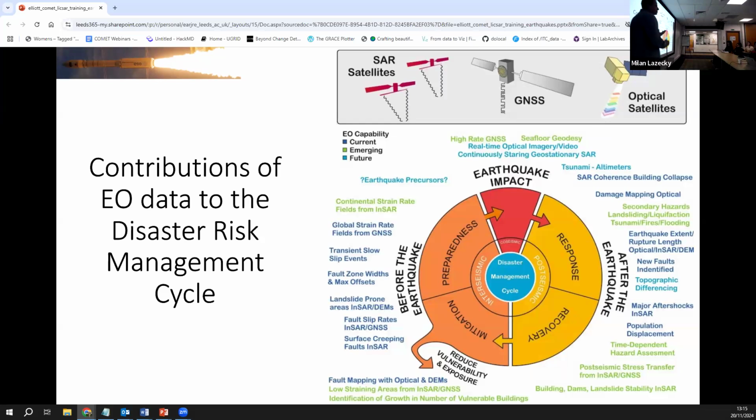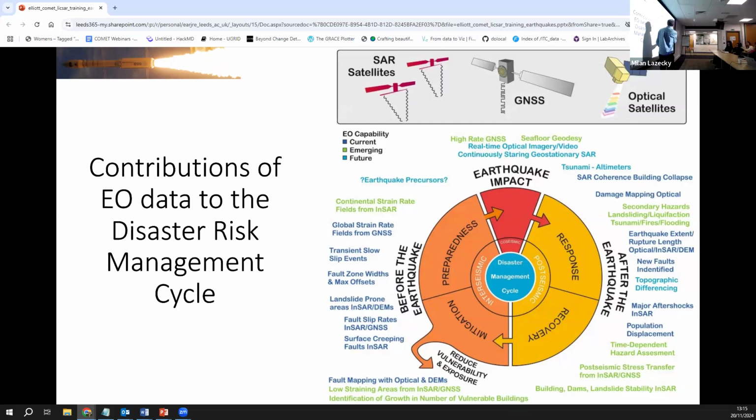So what we try and do is contribute our bit, using our various satellite platforms to feed Earth observations into different parts of the research and applications that occur within the disaster risk management cycle. So the co-seismic part: the earthquake's happening, and you can try and understand what has happened. You can't do anything about it, but you learn a little bit more from each example.